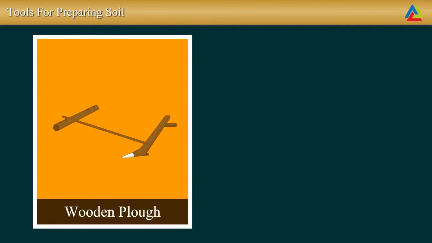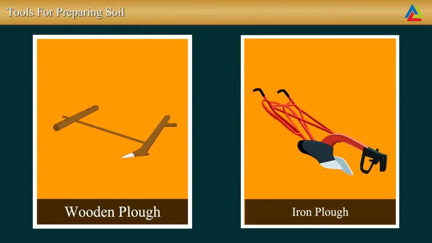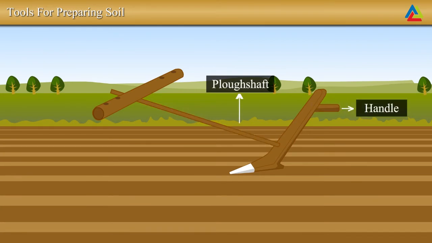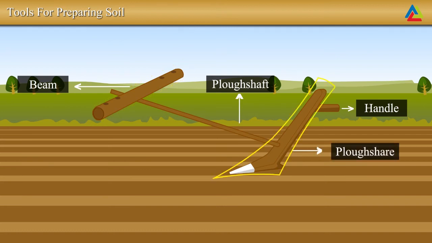A plough is usually made up of wood. But these days, metal plough is also being used. The main part of the plough is called the plough shaft. We can also see a handle attached to it. There is also a beam attached to the plough shaft. Beam is placed on the neck of the animal pulling the plough. The triangular iron fluke is called ploughshare.